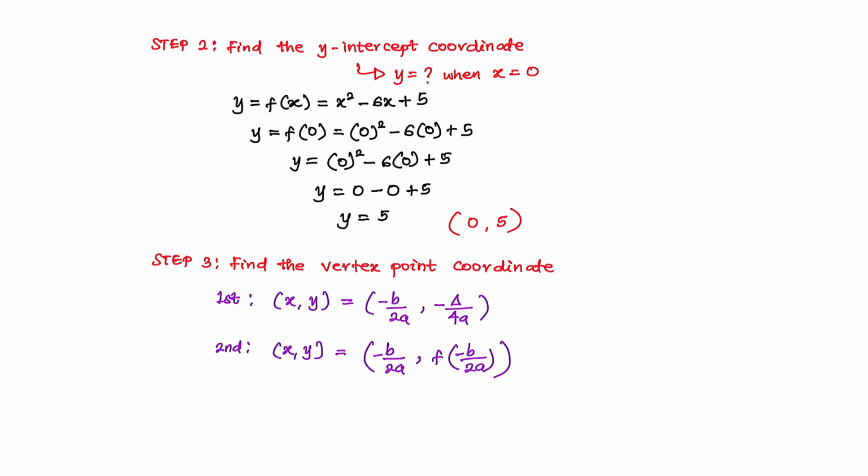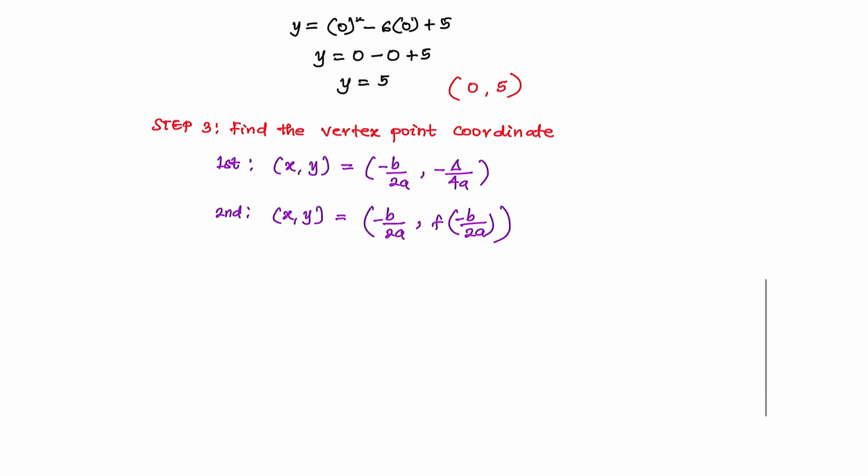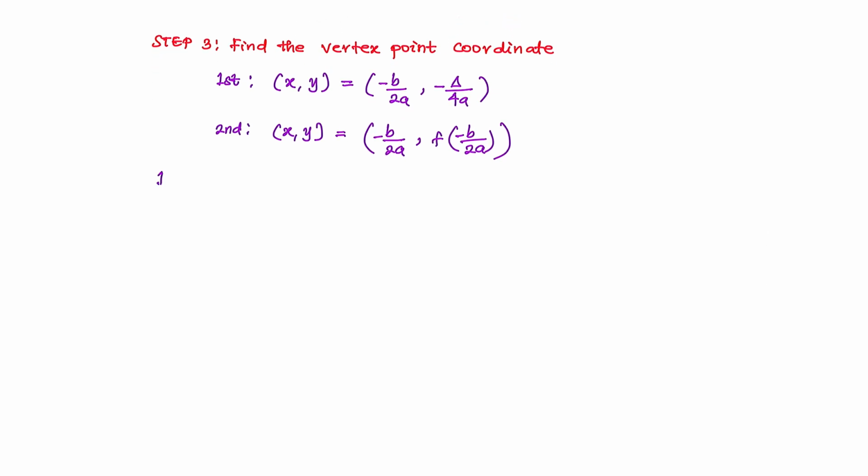So for example, if x gives us 4, that means x equals 4. So we take this 4, put it inside the function. Whatever we get as a result will be the value of y. That is what this means. We will use both ways and then we can check that the answers will be exactly the same. So using the first way, our x equals minus b over 2a.